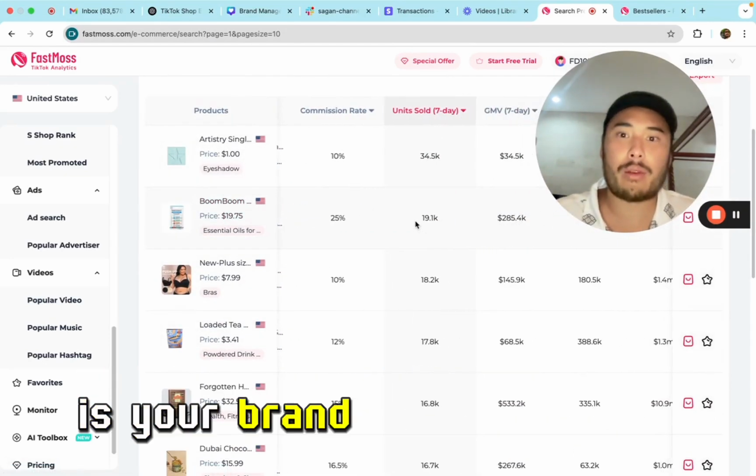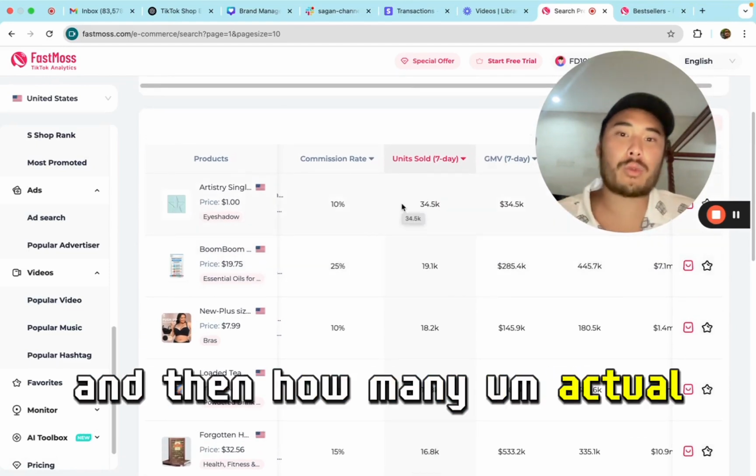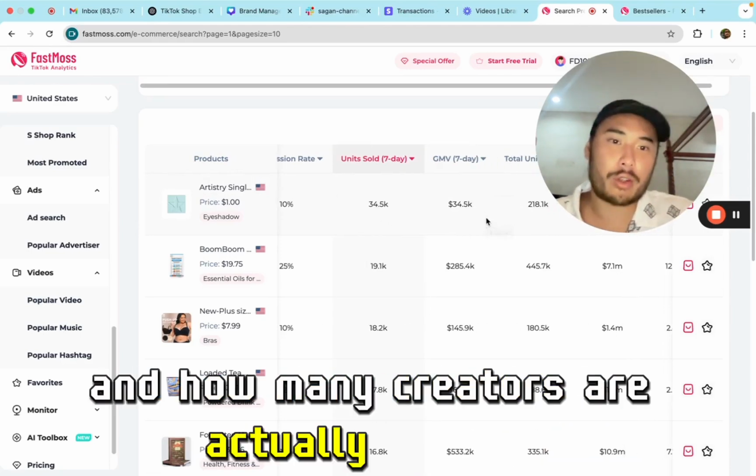But if you take a look at this, it'll give you everything you need to know as far as, is your brand worth scaling? Is it worth getting on TikTok Shop? And then how many actual orders per the commission rate that people are dishing out, and how many creators are actually creating in what volume.